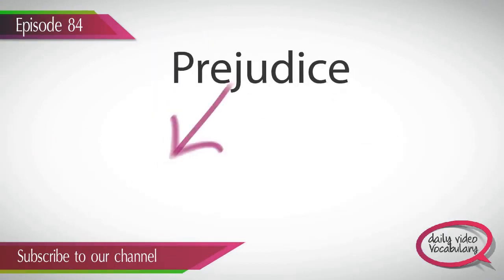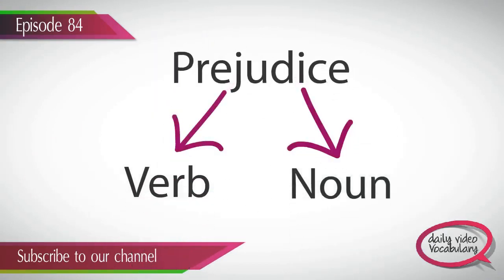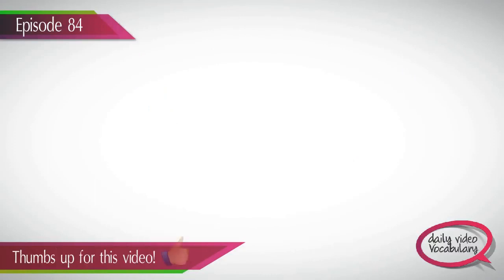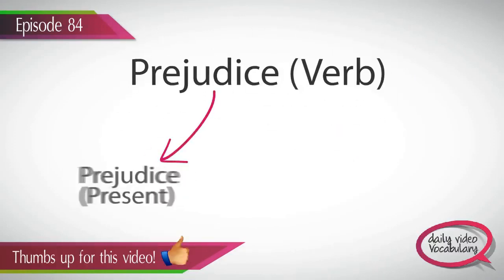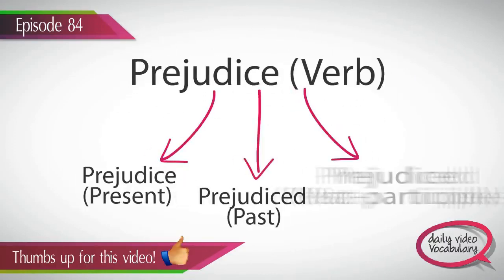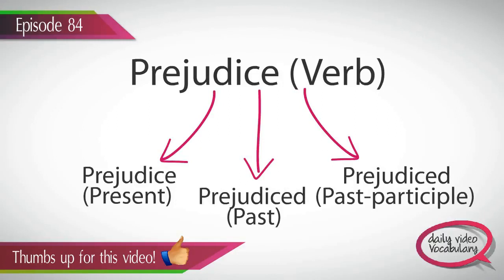The word prejudice can be a verb or a noun, depending on how it's used in a sentence. When prejudice is used as a verb in a sentence, it has three basic forms. The present form is prejudice. The past form is prejudiced. And the past participle is also prejudiced.